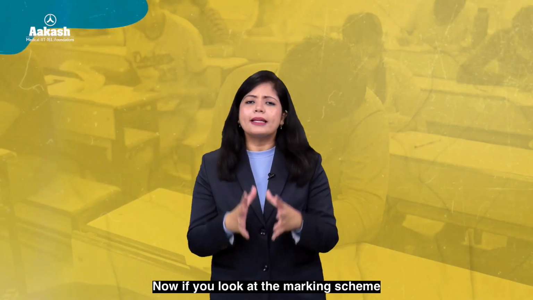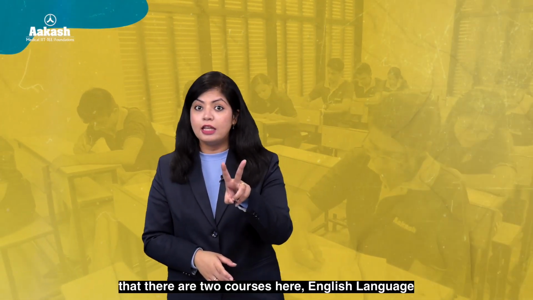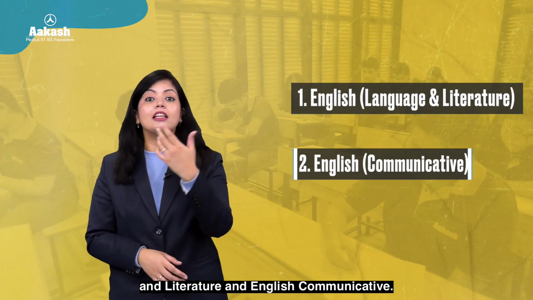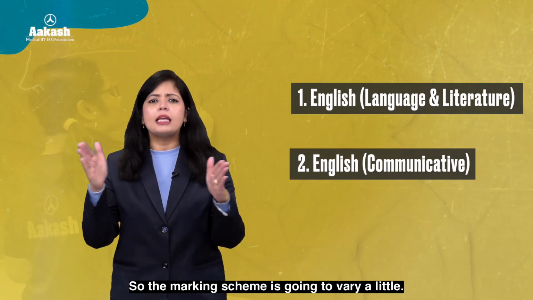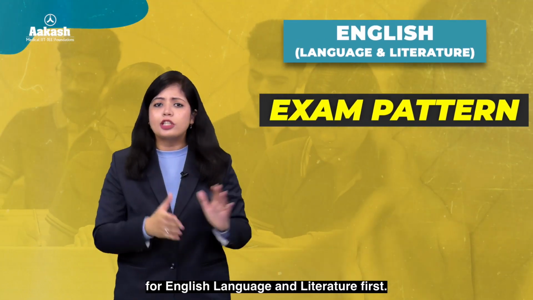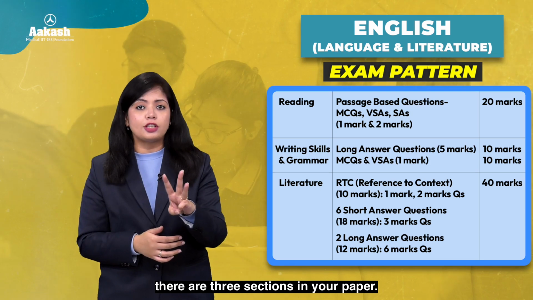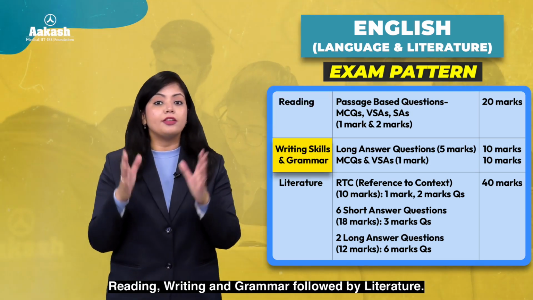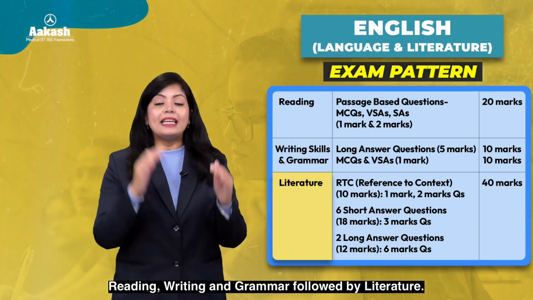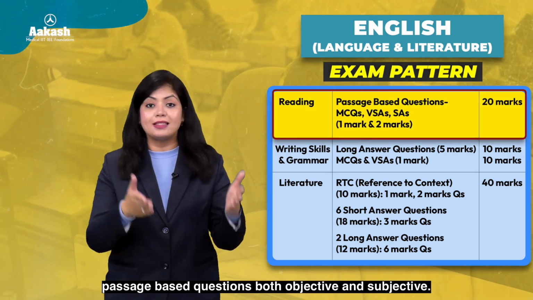Now if you look at the marking scheme for English, the first thing to remember is that there are two courses here, English Language and Literature and English Communicative. So the marking scheme is going to vary a little. Let's look at the paper pattern for English Language and Literature first. On your screen, you can notice that there are 3 sections in your paper, reading, writing and grammar, followed by literature. In your reading section, you will find passage-based questions, both objective and subjective.